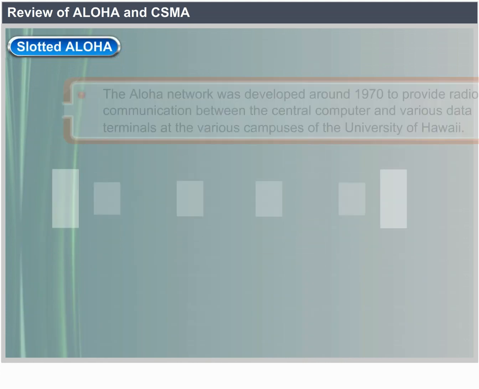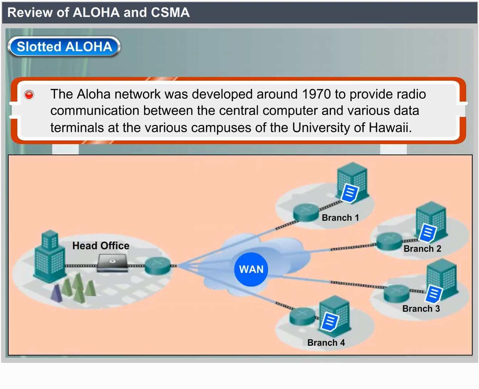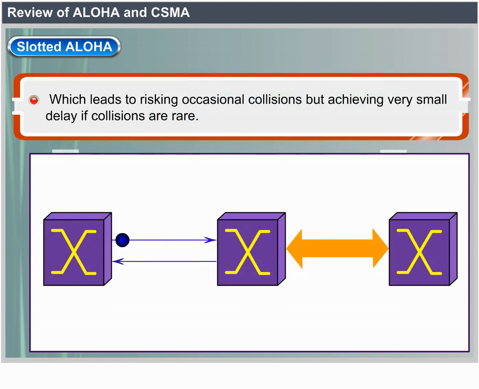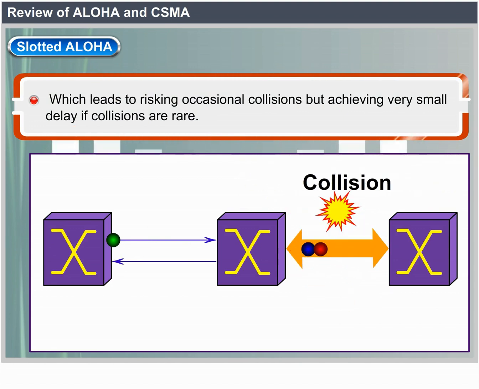Slotted Aloha. The Aloha network was developed around 1970 to provide radio communication between the central computer and various data terminals at the campuses of the University of Hawaii. This is an improvement of the unslotted Aloha. The basic idea of this algorithm is that each unbacklogged node simply transmits a newly arriving packet in the first slot after the packet arrival, thus risking occasional collisions but achieving very small delay if collisions are rare.